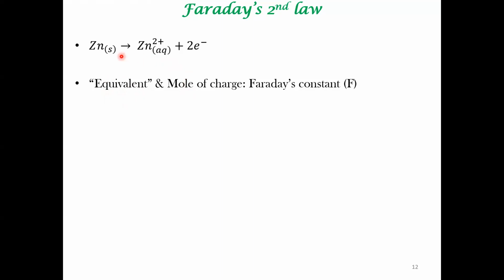So here, to reduce 1 mole of zinc 2 plus, you have to pass 2 moles of charge, okay. So likewise, if you want to reduce, let's say, aluminum, which was an important electrochemical process demonstrated in the 1800s, you need 3 moles of charges to reduce 1 mole of Al3 plus to get 1 mole of Al. So here you need to pass 2 moles of charges to get 1 mole of zinc.